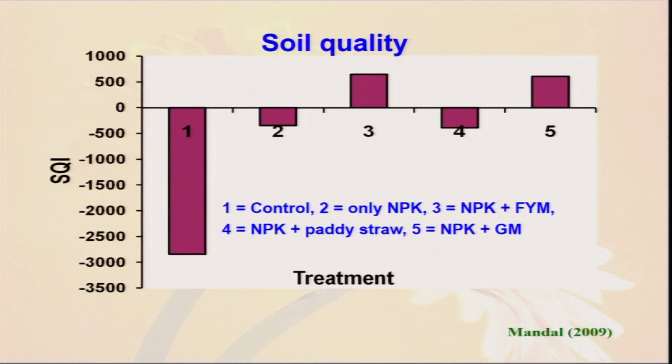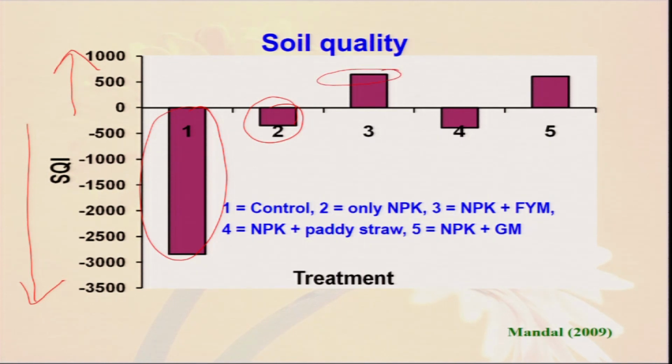This is the soil quality. One diagram has been given by Mandal in 2009. We have worked out the soil quality index, how soil quality is being maintained. A positive side is always good and advocated, and a negative side means your soil quality is being deteriorated over the years. And if you see, when we are giving only NPK, and also the control, where we are not giving any manures and other things, our soil quality index is negative. But when we are applying FYM, otherwise green manure, in both cases our soil quality index is positive.